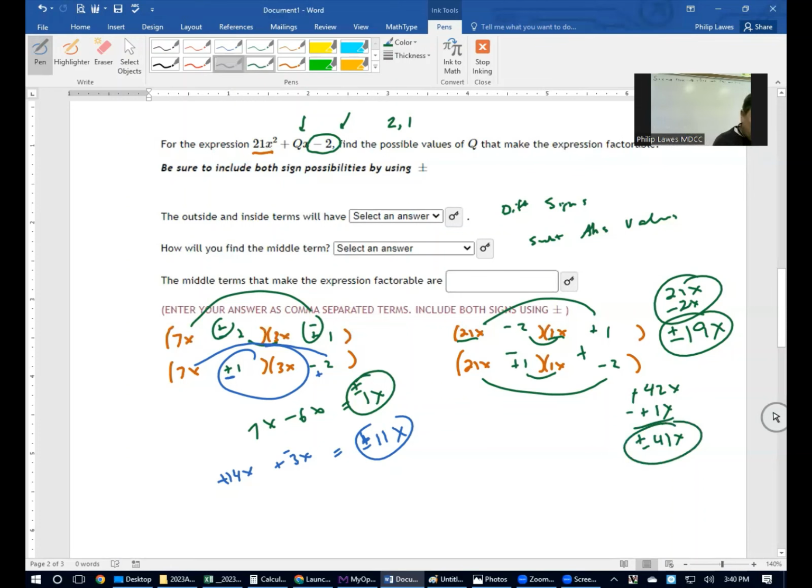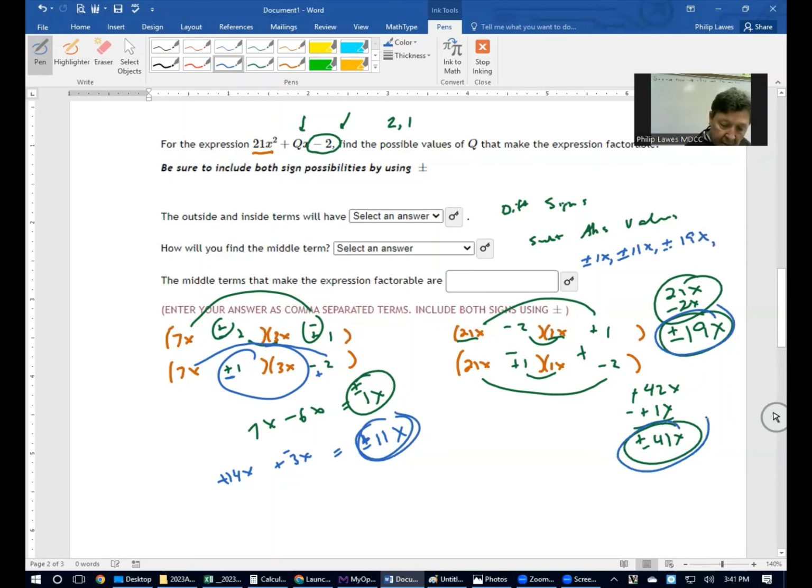So the answers are going to be plus and minus 1x, comma, plus and minus 11x, comma, plus and minus 19x, comma, plus and minus 41x. And the way you make that plus and minus symbol on your keyboard, just hit plus and minus real quick, one after the other on the keyboard. Plus, minus, it'll pop that little code up for you.